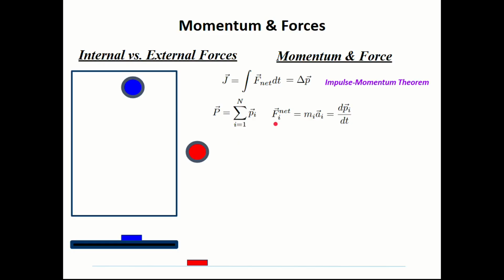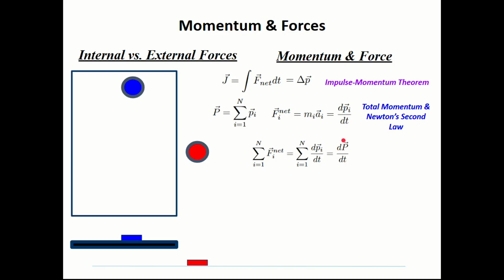And then we also know that the net force can be represented as mass times acceleration. That's Newton's second law. But we also derived from last class that force can be represented as the derivative of momentum with respect to time. So there are your definitions for total momentum and Newton's second law in terms of momentum.